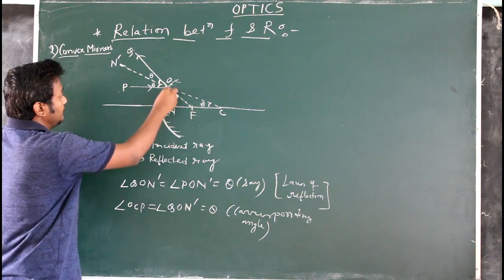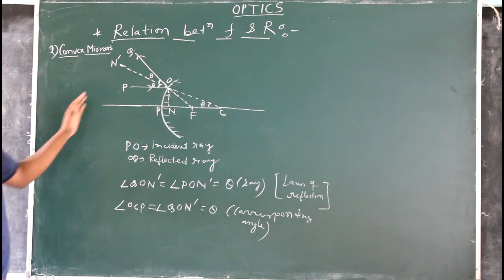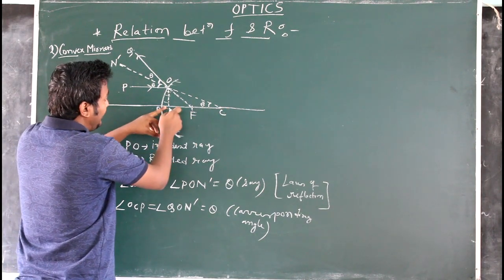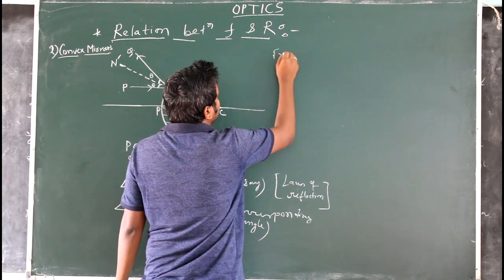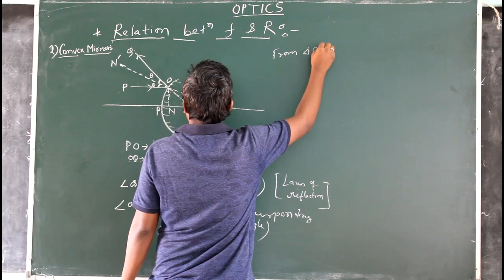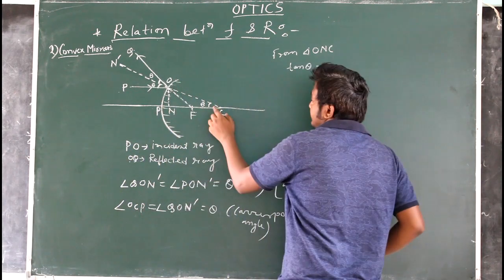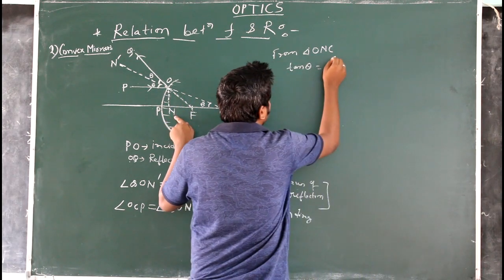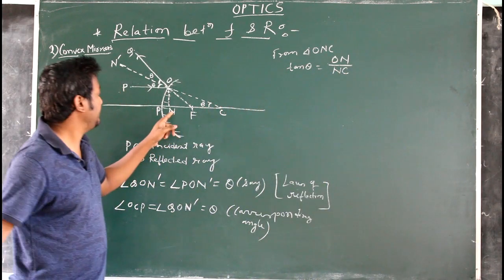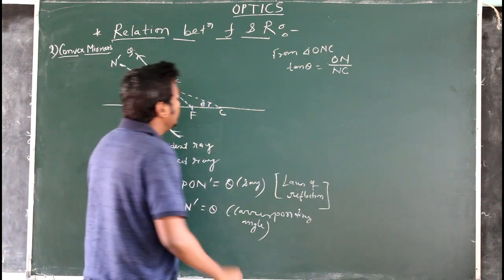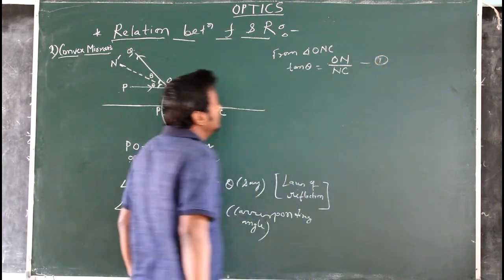Now, since this is a normal, triangle ONC is a right angle triangle. This ON is a normal to the principal axis from point O. So you can write, from triangle ONC, tan theta equals perpendicular by base. What is the perpendicular? ON is the perpendicular and base is NC. So tan theta equals ON by NC. Give this equation number 1.